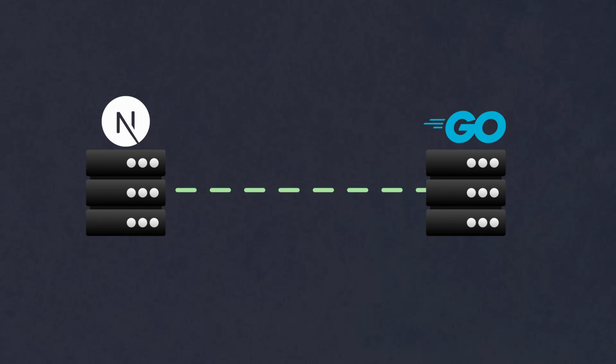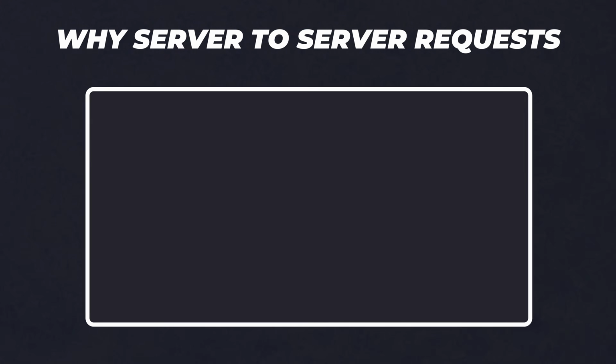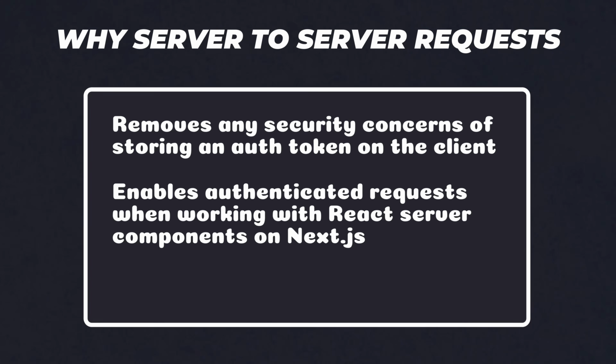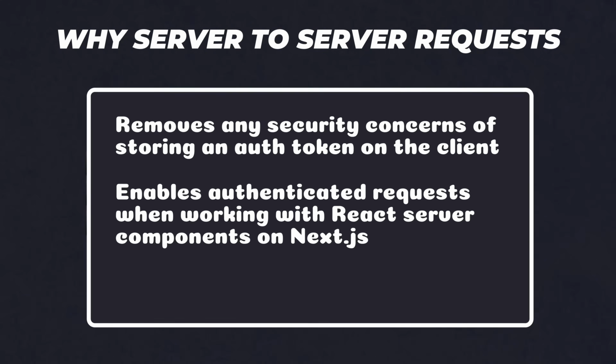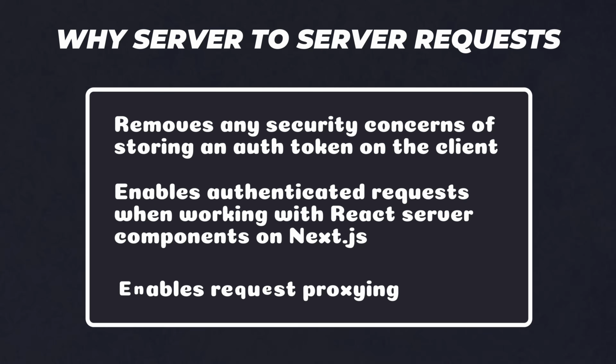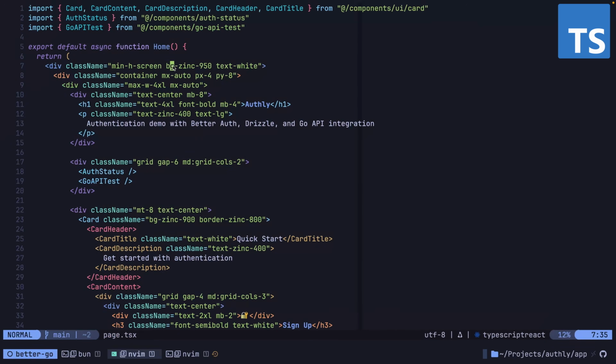Instead, I much prefer to make authenticated requests from server to server. This not only means that you don't have to worry about safely storing a JWT on the client, but it also means you can make authenticated requests when working with React server components, or when working with an API, such as with request proxying. So let's take a quick look at how we can make an authenticated request from server to server.